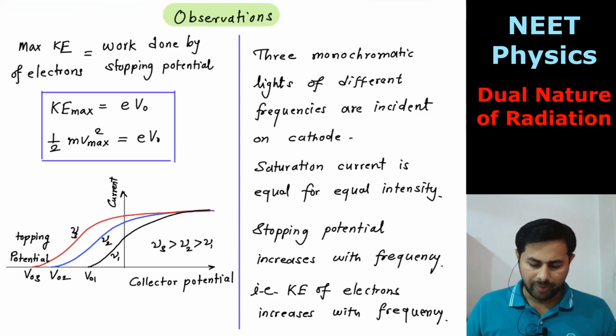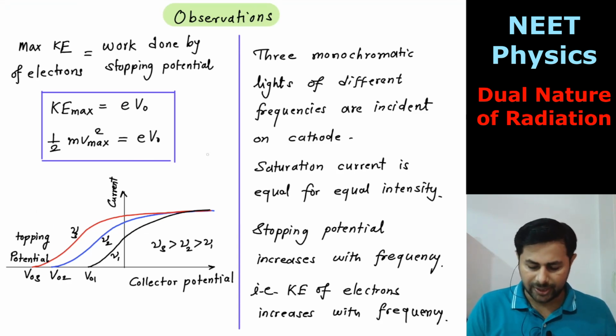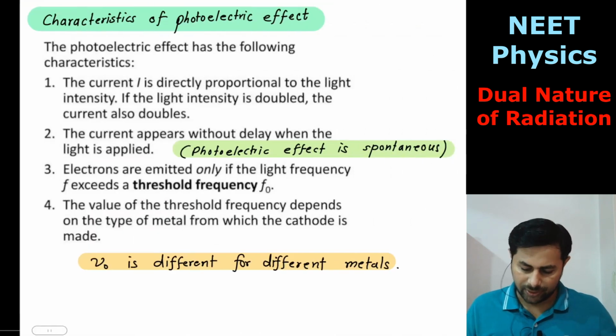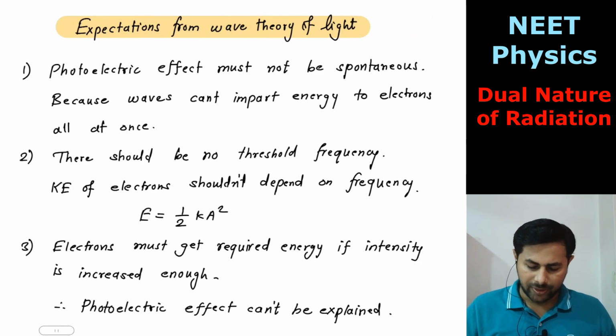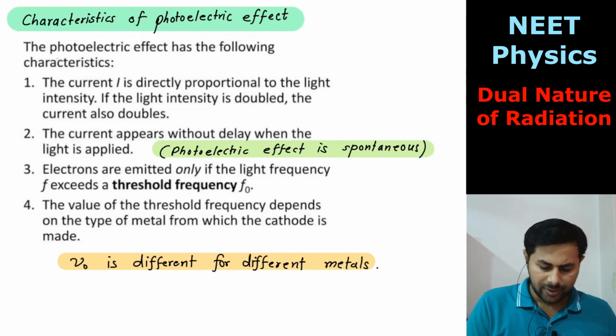The minimum amount of energy required by an electron to come out of a metal surface is known as the work function, and we will denote it by phi naught. So just remember that. Now let's talk about the characteristics of the photoelectric effect. The photoelectric effect has the following characteristics.